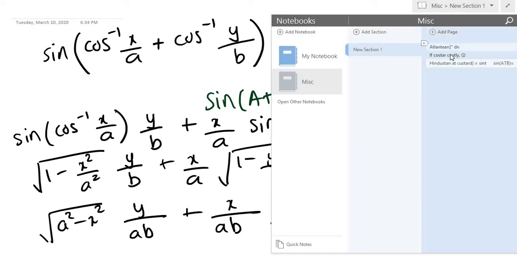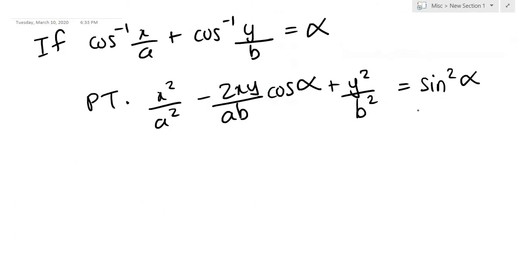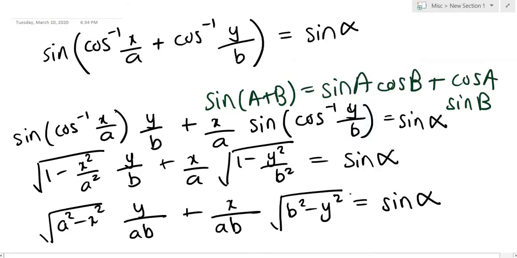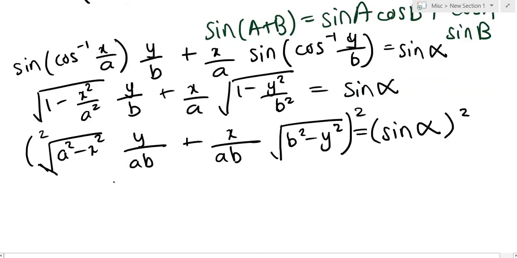Now if you remember what we had to prove, we needed a sine squared of alpha. So let's square both sides of what we got over here. I'll square everything here. For squaring, I'll be using the a plus b squared formula. So yeah.